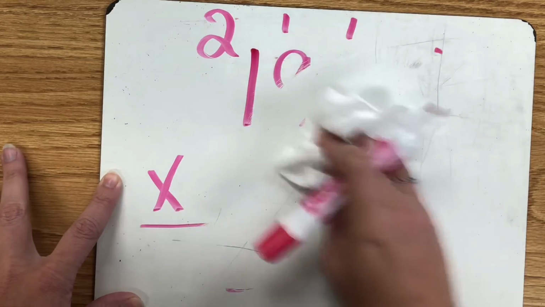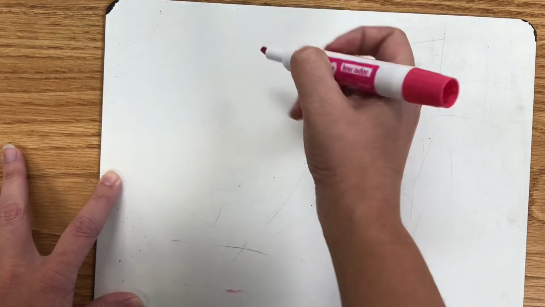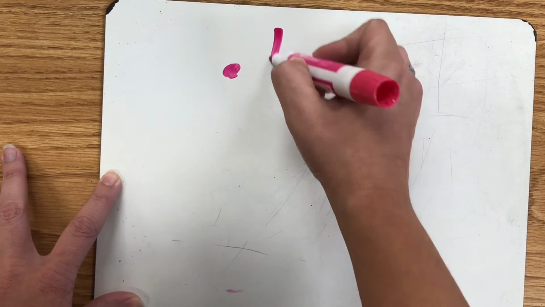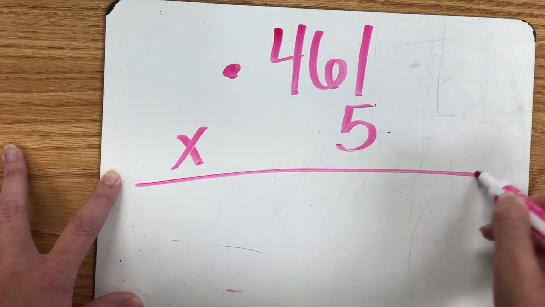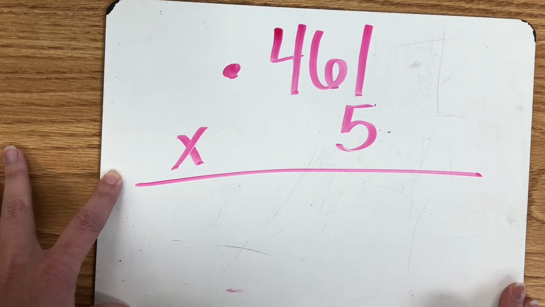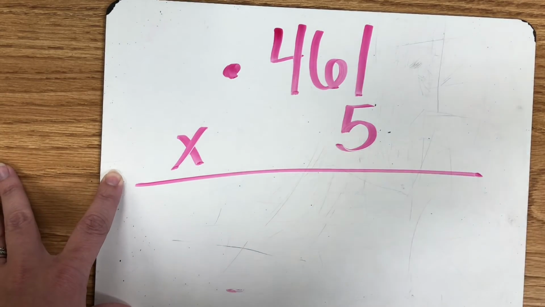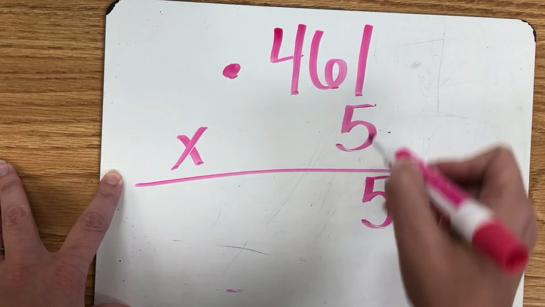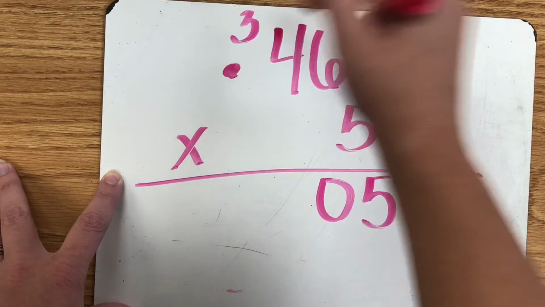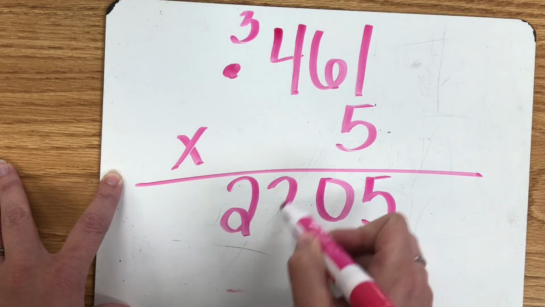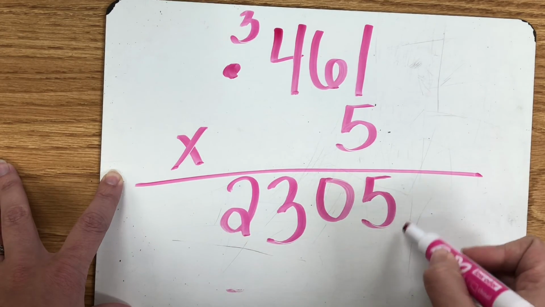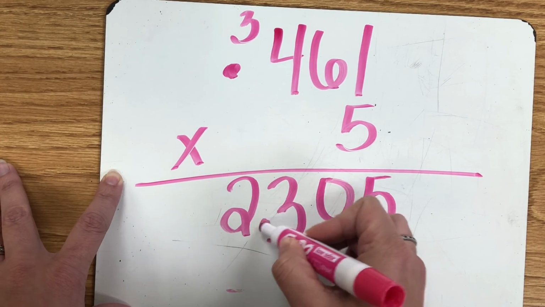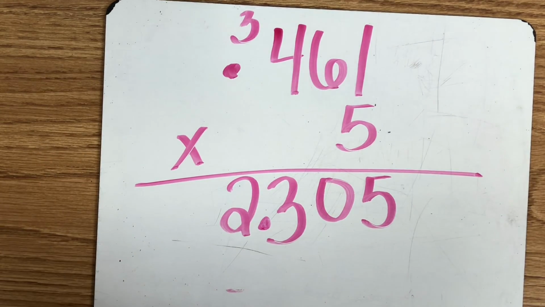And we'll do one more. Okay, 461 thousandths times 5. You multiply normally. 5 times 1 is 5. 30. 20 plus 3. Okay, there are 3 numbers behind the decimal, so I move my decimal 1, 2, 3. And that is how you multiply decimals.